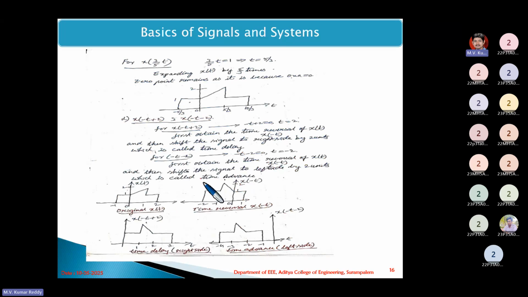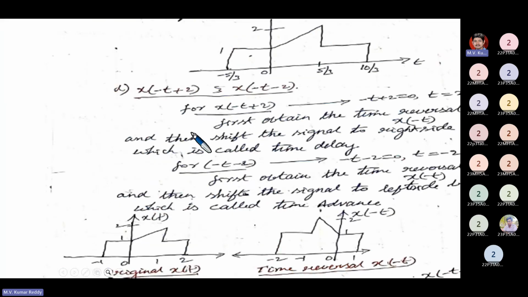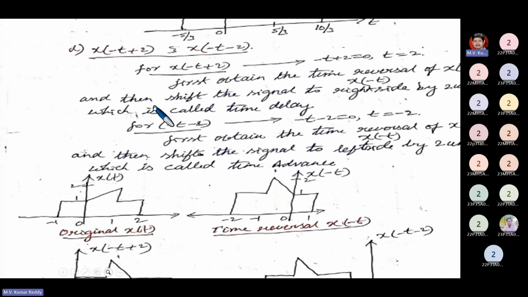Now see this D. Now we will see the D. Up to now, we discussed only two operations: one is time shifting, and the second one is time scaling. The third one is also there. What is the third one? Time reversal.